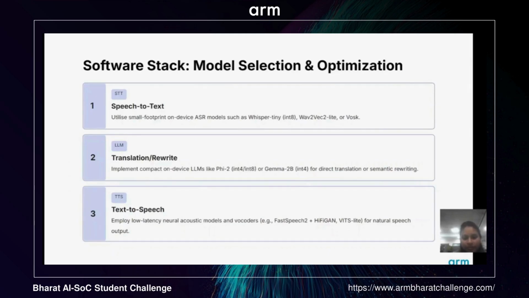Now let's talk about the software stack and model choices. For speech to text, you may use lightweight ASR models such as Whisper Tiny. For LLM translation, you can use compact on-device LLMs like Phi-2 or Gemma 2B. For text to speech, FastSpeech 2 plus HiFi-GAN or a lite TTS model are good choices. These are recommended baselines, not limitations. You are free to experiment with alternative models, hybrid pipelines, or custom optimizations as long as everything runs fully on device and meets performance constraints. Innovation in model compression, scheduling, or pipeline fusion will be viewed very positively.